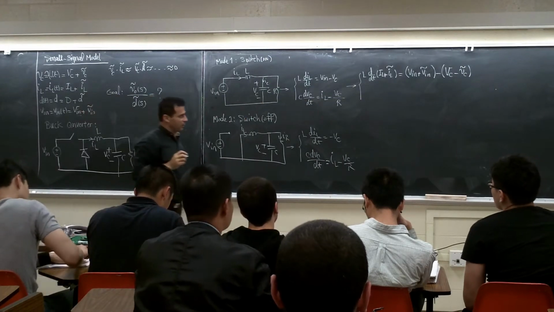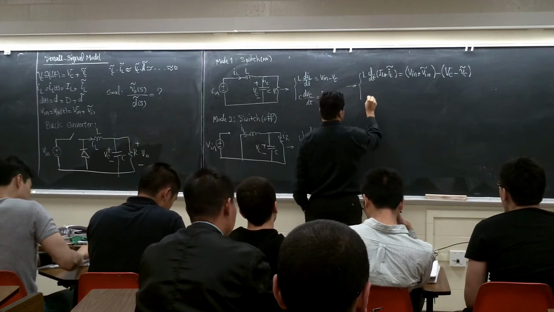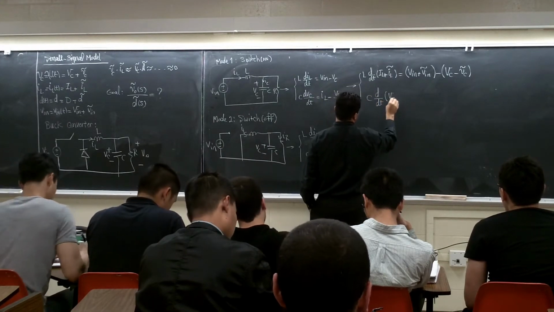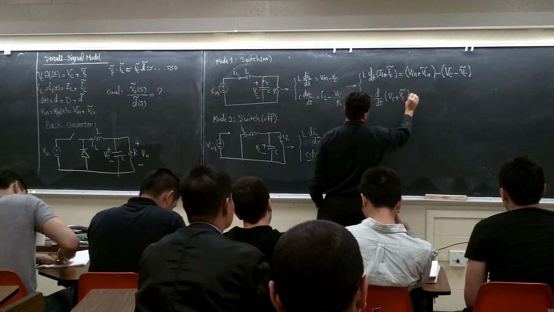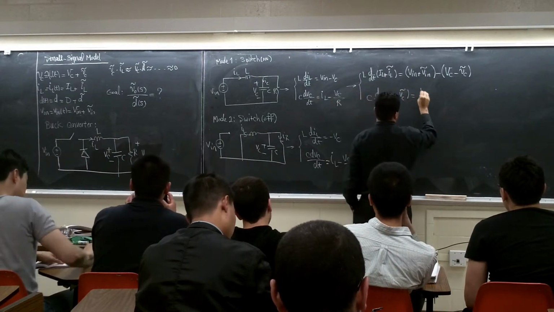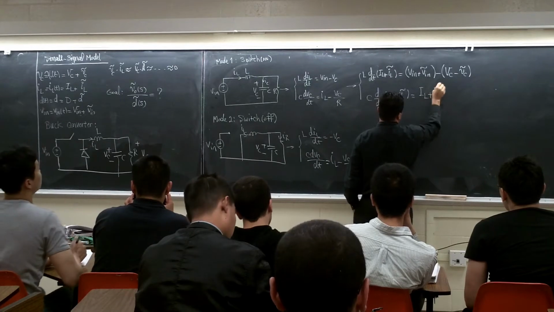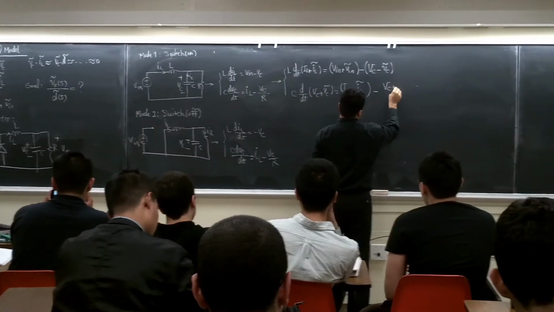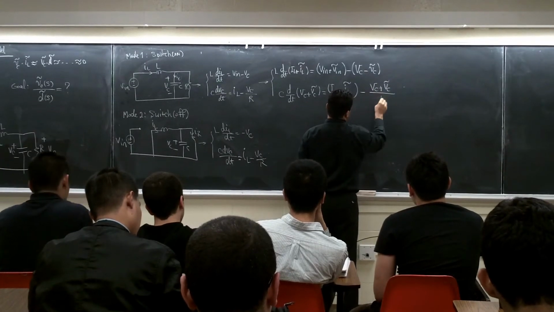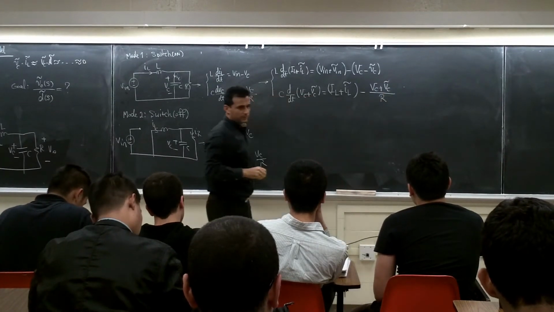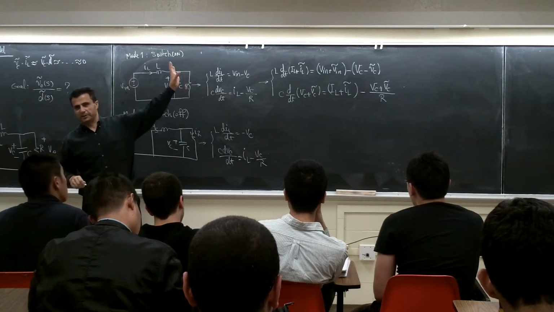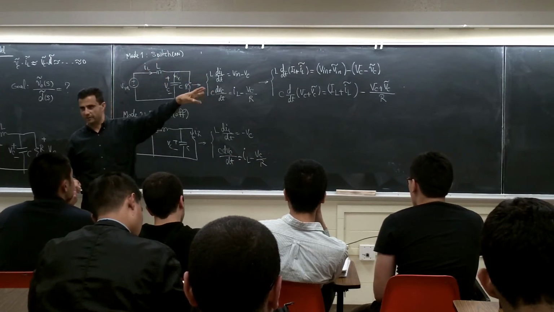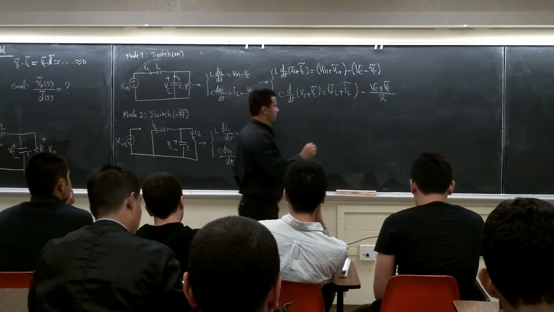The second one I'm also going to write: C d over dt of Vc plus Vc tilde is equal to IL plus IL tilde minus (Vc plus Vc tilde) over R, right? That's the same equation, I'm just replacing all of them with a DC value plus a tilde value. Let's simplify this equation.